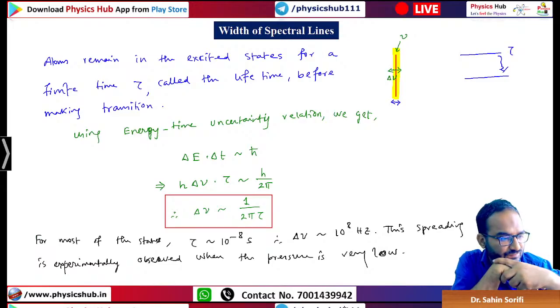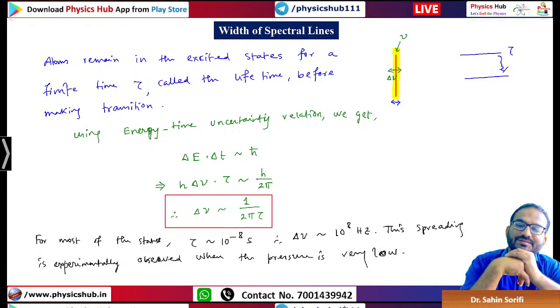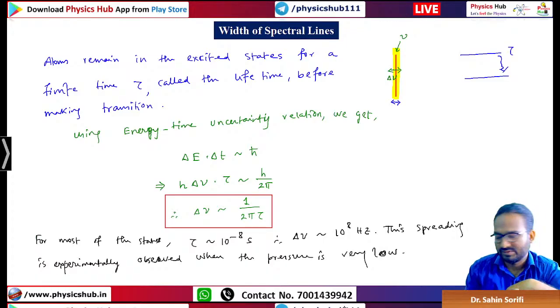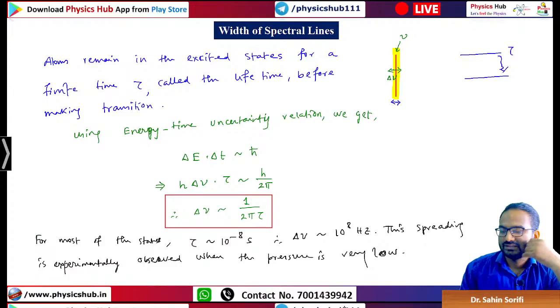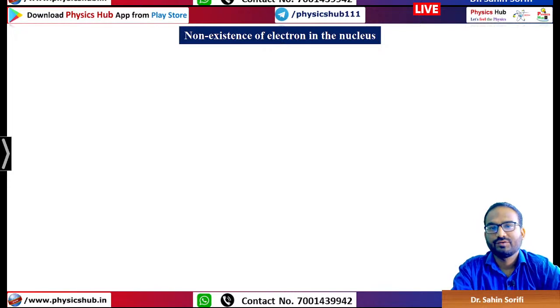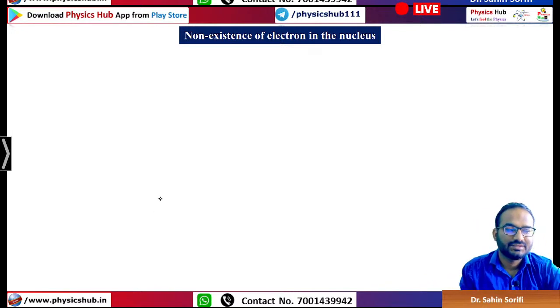One last case we'll discuss, then we'll wrap up the session. That is the non-existence of the electron inside the nucleus. You know, the electron resides outside the nucleus. Why can't the electron reside inside the nucleus? That can also be explained using the uncertainty relation. So let's talk about this. This is the final one. Non-existence of electron inside the nucleus.